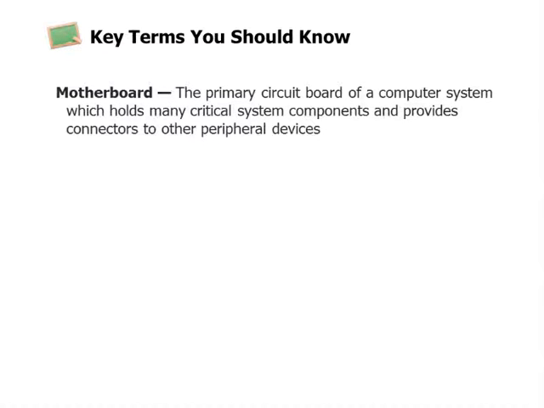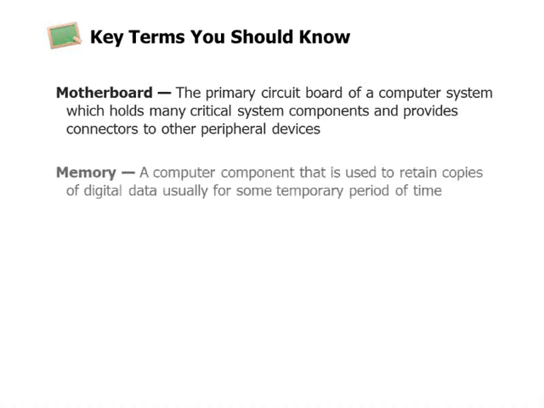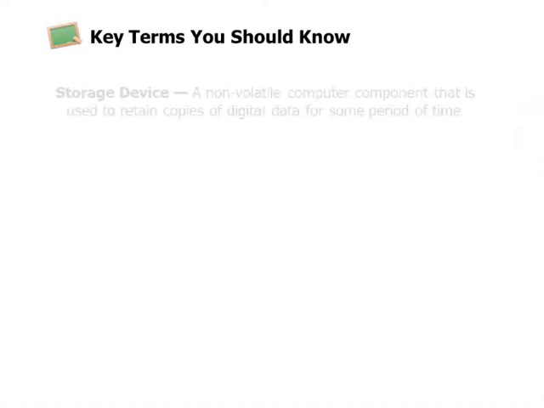So let's go over a couple of important terms you want to remember. First, there's the motherboard. Again, this is the primary circuit board of a computer system, which holds many critical system components and provides connectors to other peripheral, another word for external, devices. Memory. Memory is a computer component that is used to retain copies of digital data for some temporary period of time. You can think of it as the computer's short-term memory.